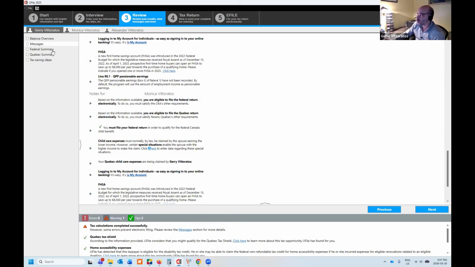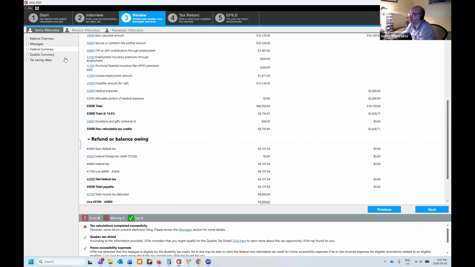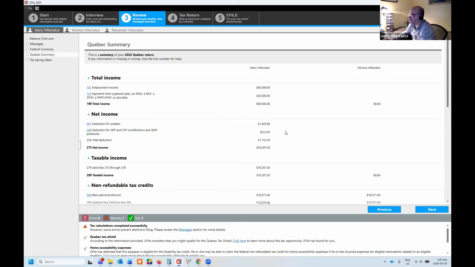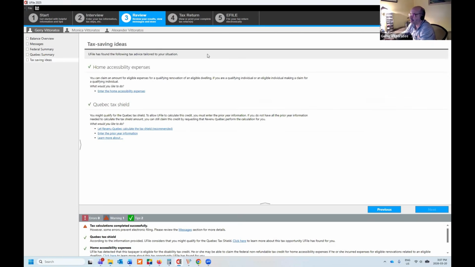Then you get a bare bones result of the return itself. There you go. Quebec, the same thing, bare bones result. And then you also get tax savings ideas where the program can suggest to you other things that you could possibly do to improve the result of your return. They might not be relevant, but it's just ideas that it's going to give you.